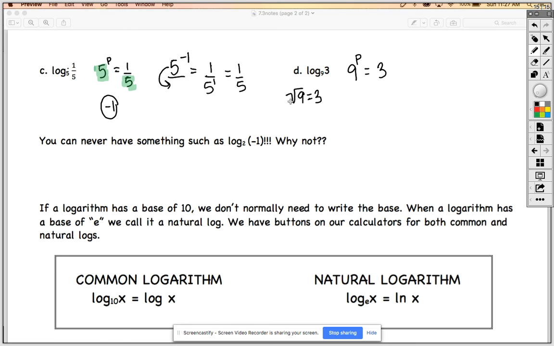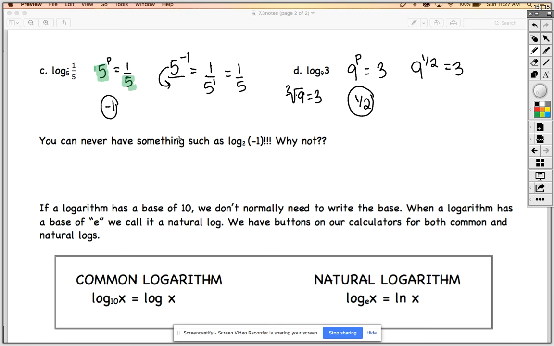So you just have to think, how would I write that as a power? A square root, remember you really have the little 2 right there? A square root is the same as a 1/2 power. So I would have to do 9 to the 1/2 power to get 3. So the answer to this log is 1/2.